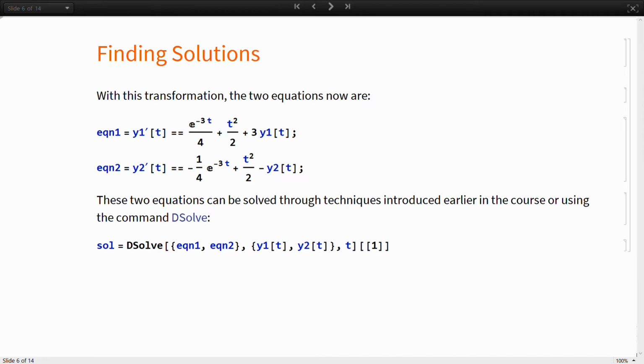As we saw in the previous slide, the transformation of the system of equations led to these two decoupled differential equations. Since the equations are decoupled, we can solve each of them separately using the techniques we've already discussed throughout this course. We can also give these equations to DSolve and have that function calculate the solution.